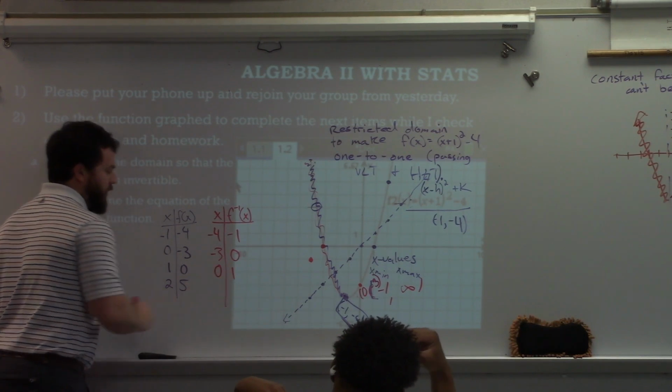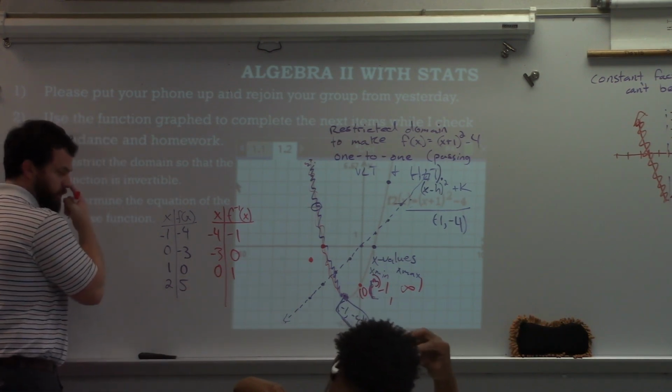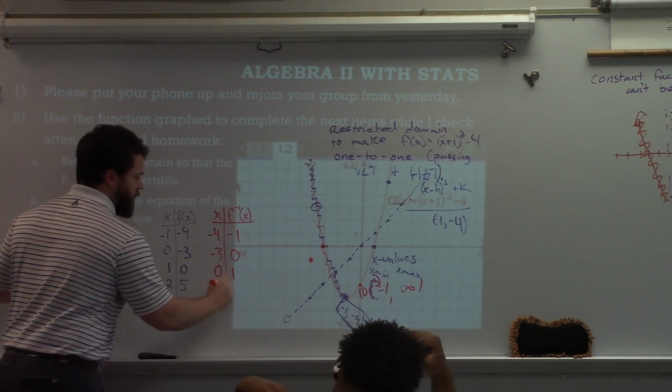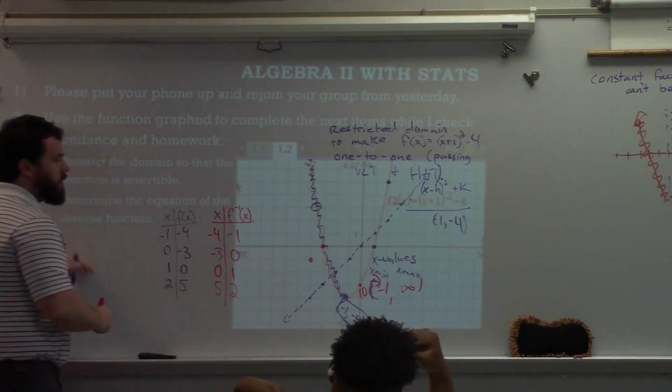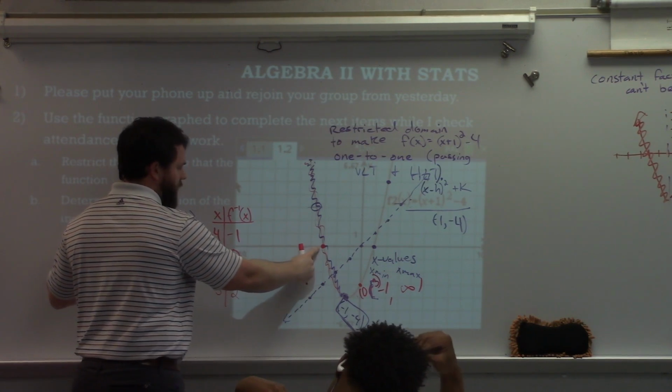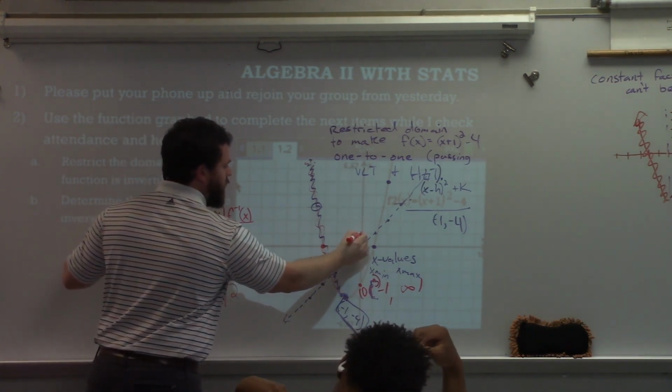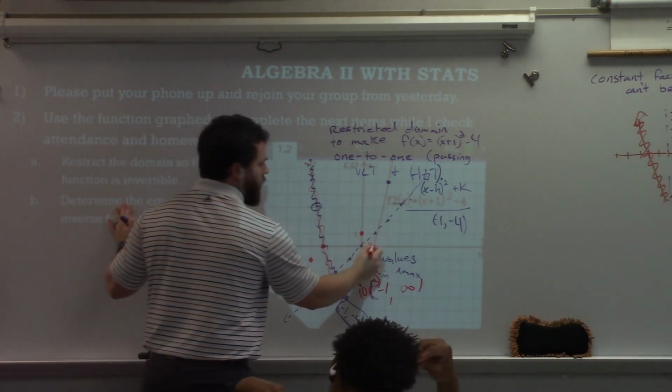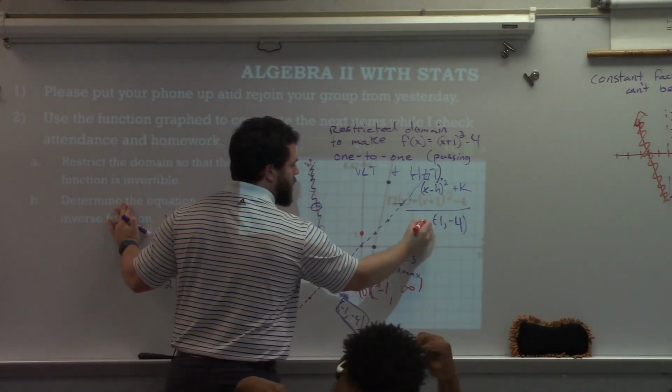So we transpose the inputs and outputs. So what would the last one become? It's 5, 2. We just graph those points now. -4, -1, -3, 0, 0, 1, and 5, 2. 1, 2, 3, 4, 5, 1, 2.